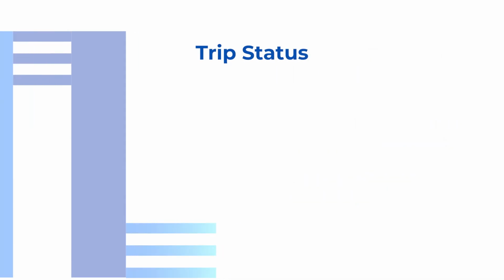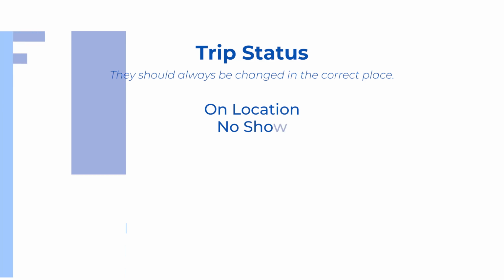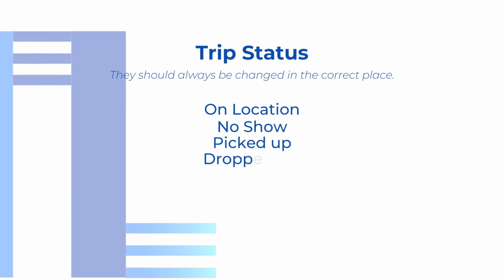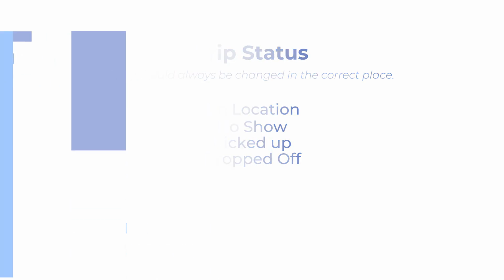Trip status. Once a job is assigned, we move on to completing the trip. There are 4 trip statuses in the app, and they must always be changed in the correct location. On location, no-show, pickup, and drop-off. Using these statuses correctly is critical, because insurance validates trips based on these records.